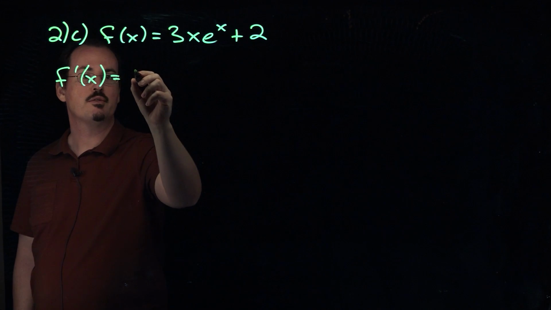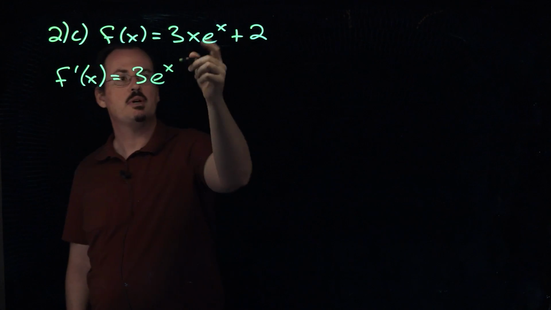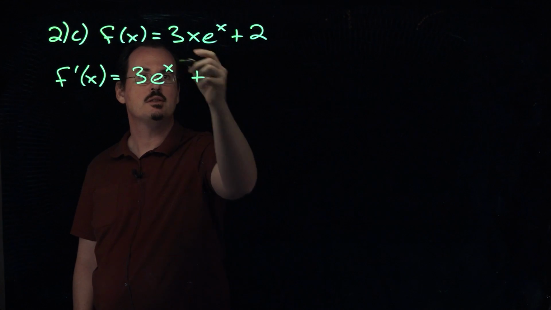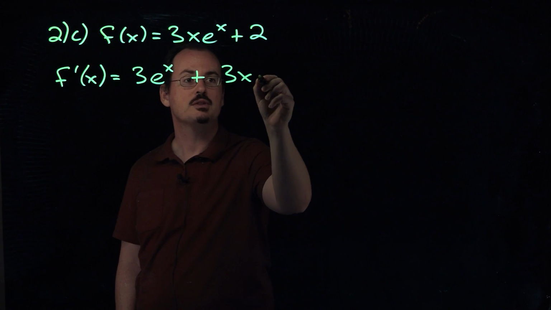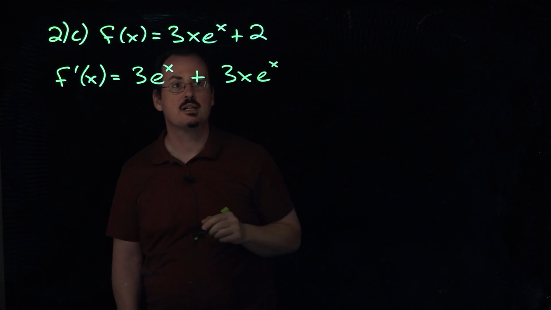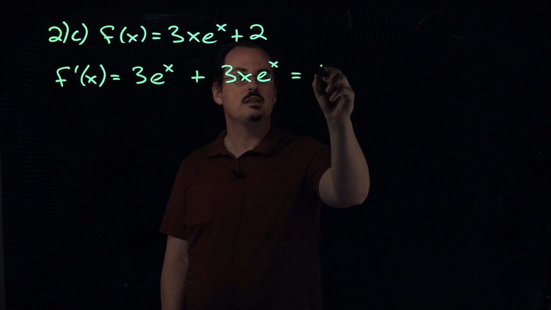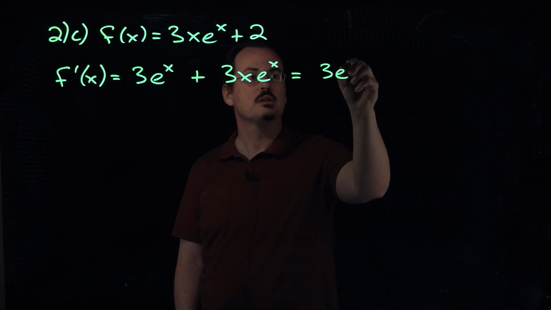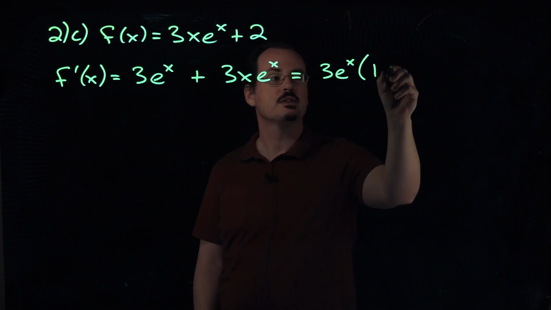The derivative of 3x is 3, and then multiplied by the second function, and then plus the first function, 3x, multiplied by the derivative of the second one, which is again just e to the x. The derivative of 2, that's just 0, that's a constant. So let's go ahead and factor out the 3 e to the x on this one. And that's going to leave us with just 1 plus x.